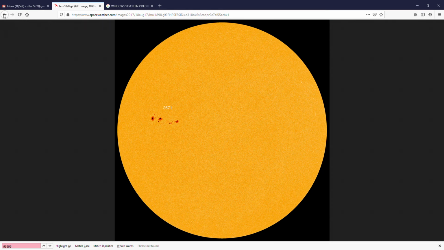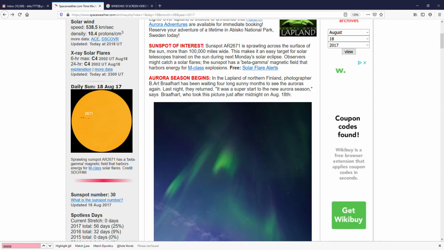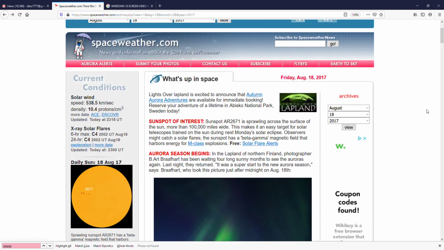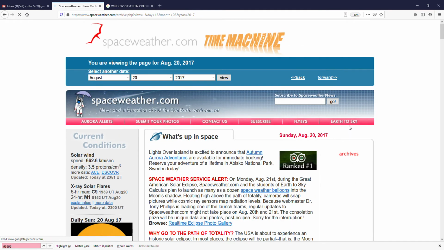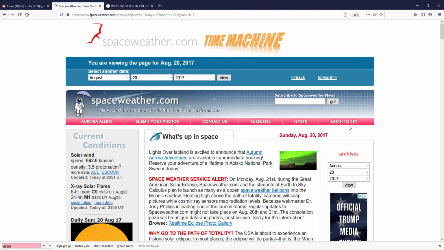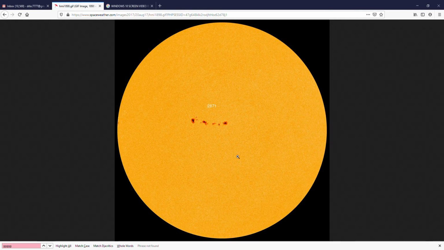Let's go back and look forward in time a little bit with this thing. Let's look at the 20th. You're going to be taking consecutive days, but I want to look a little bit further up for you. There's the 20th to show you how it evolves. Anything can happen with sunspot groups. You can't expect them to be around for you when you want them to be.